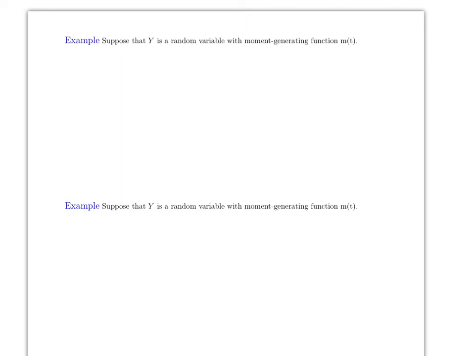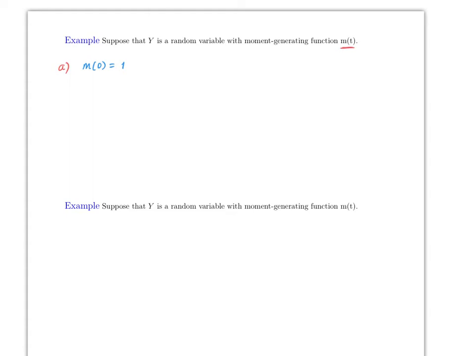Okay. All right, so let's do a couple more examples. So suppose that y is a random variable that has a moment generating function m of t. Now just to refresh the memory, m of 0 has to equal 1. We checked that already. Just go back to the previous pages.